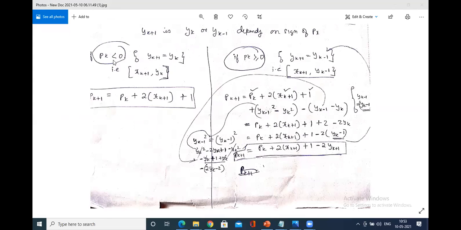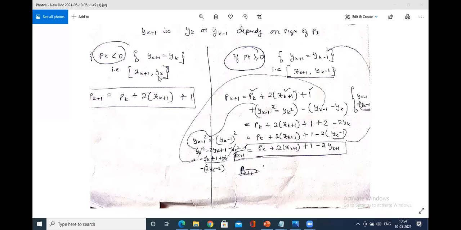So how do you evaluate when the value of pk is less than 0? Try to understand when the value of pk is less than 0. This is the Bresenham circle drawing algorithm. Okay, so always x will be incremented in unit interval. Why do we have to take the decision whether yk or yk minus 1 based on the value of pk?